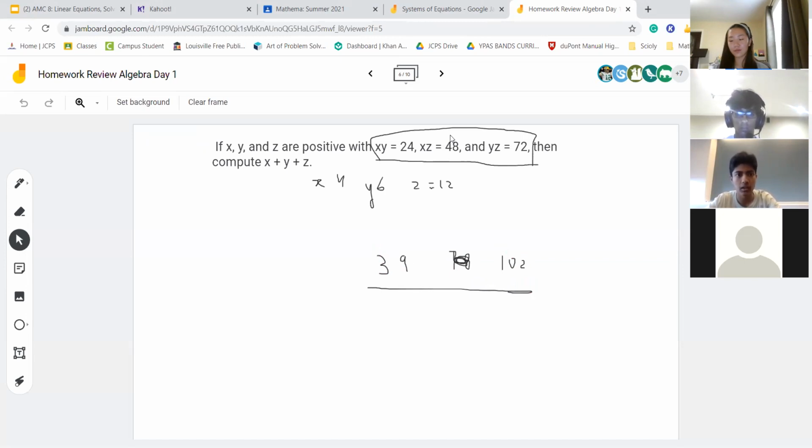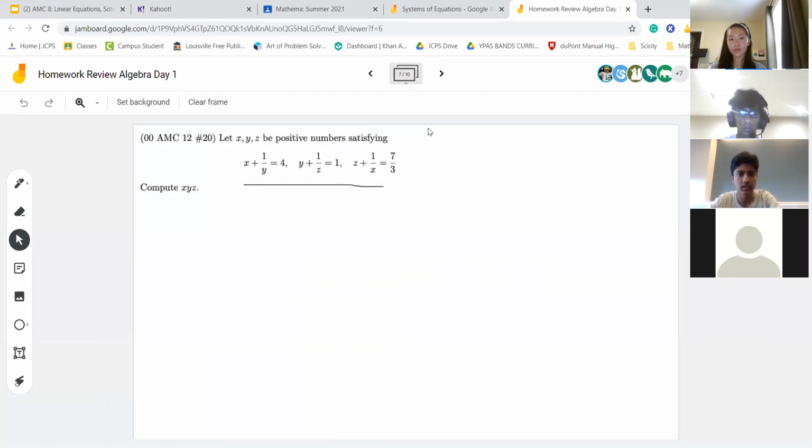But yeah, all right, we're gonna move on to the next question now. Let x, y, and z be positive numbers satisfying this. Can you move the slide? Next slide. Yeah, satisfying these two equations. Compute x, y, z. This question is a little bit trickier, but you should be able to try to simplify it and try to solve it.